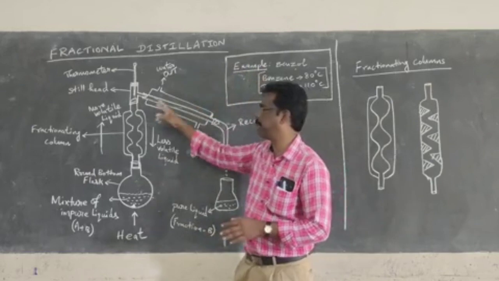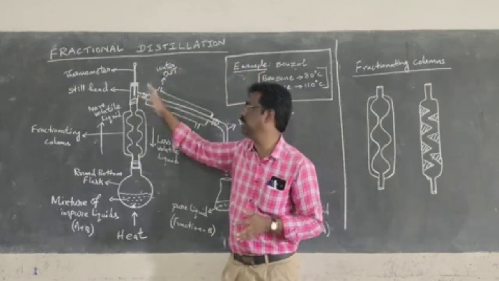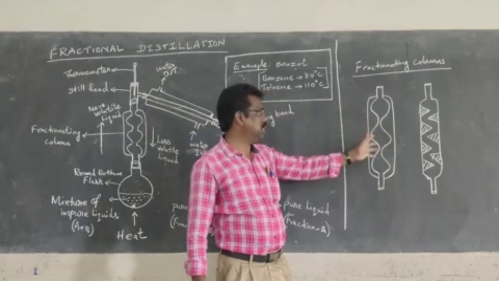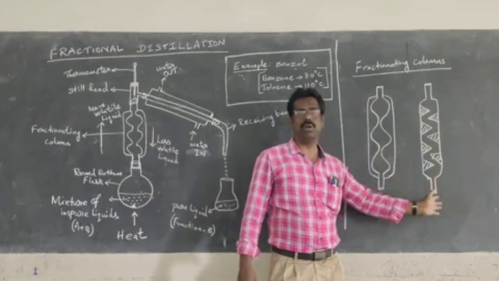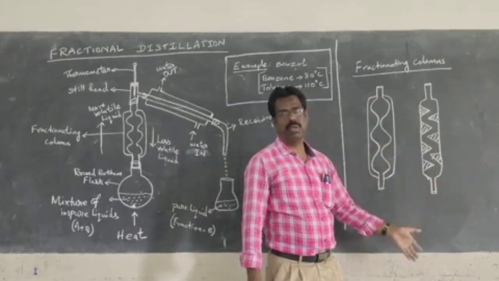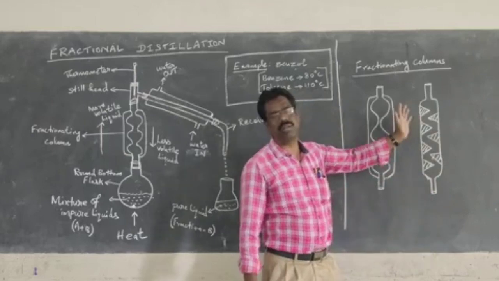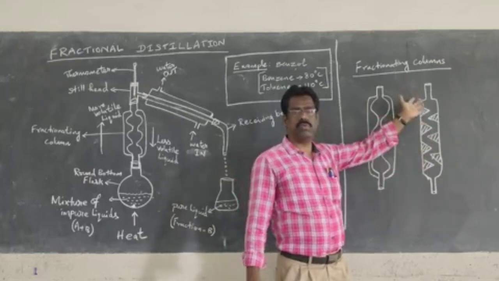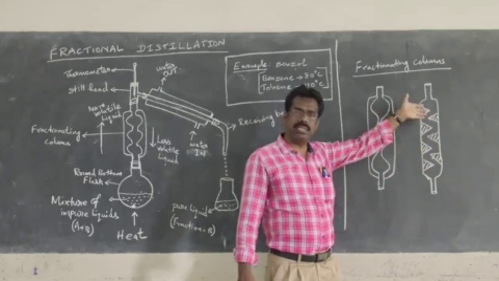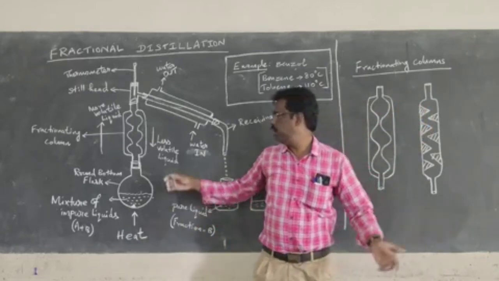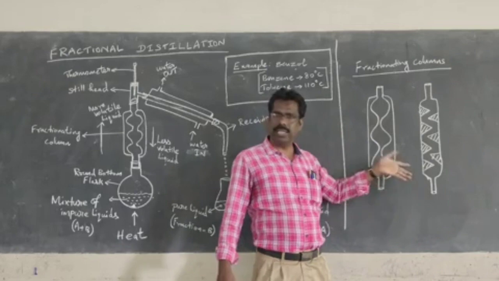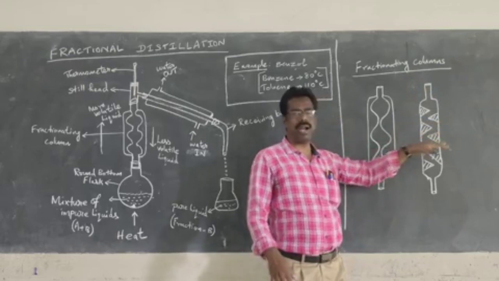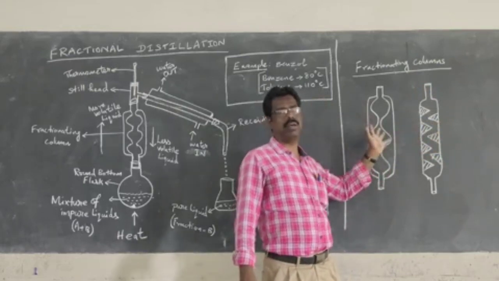The special apparatus apart from other distillation methods is the fractionating column. These are other types of fractionating column. Either this type or this type, we can use. The purpose of the fractionating column is, while 2 vapors pass through it, the vapor having the higher boiling point will not pass through but gets condensed inside the fractionating column and falls back. The more volatile liquid, which has the lower boiling point, alone passes through this fractionating column. So the surface area reduction is the primary key point in this fractionating column.